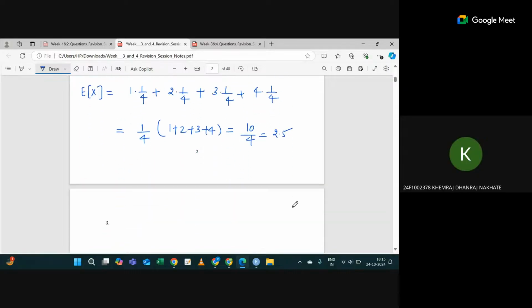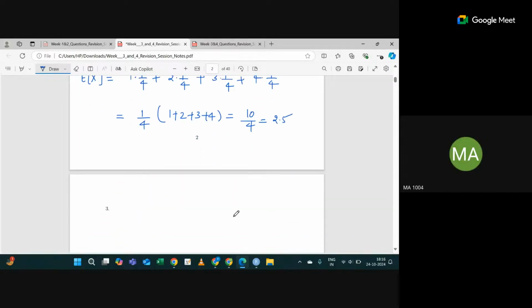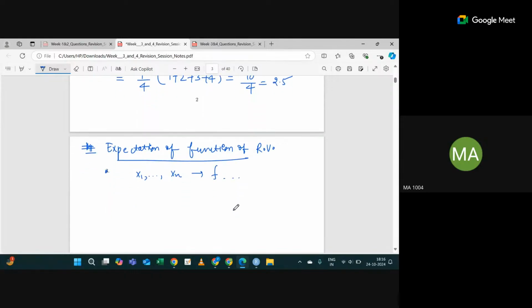Okay. So if this is okay, similarly, what if you are asked the expectation of a function of a random variable? Rather than asking what is the expectation of x, suppose I ask expectation of x square, expectation of 2x, expectation of 2x plus 3, anything. So how will you proceed? Suppose I have random variable x with these values, and this is the PMF for this random variable.